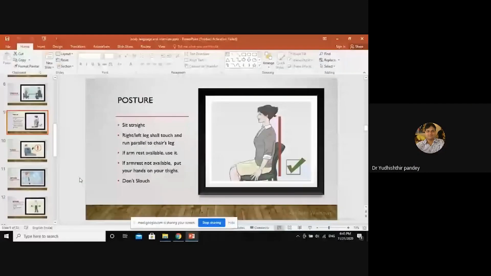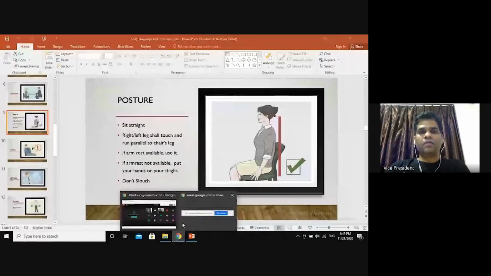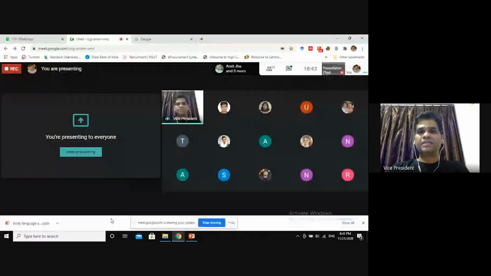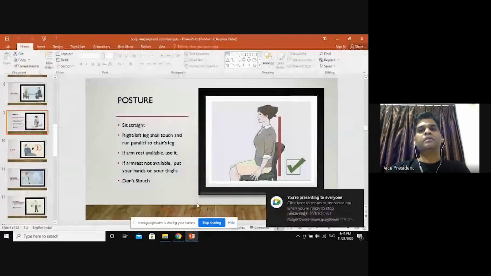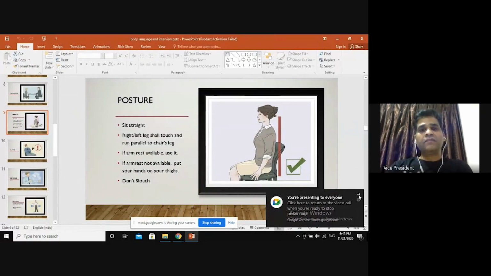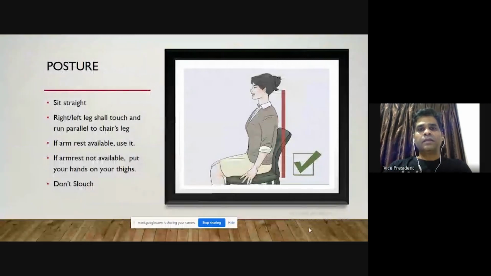If you find that you're sitting on any particular chair and you're a little uncomfortable, try to keep your leg parallel and touch it with the leg of the chair. If you are sitting like that, it will definitely give you confidence. It will give you a support basically. Once you have the support of anything, this will help you out. If an armrest is available, use it. If it is not there, then put your hands on your thighs.